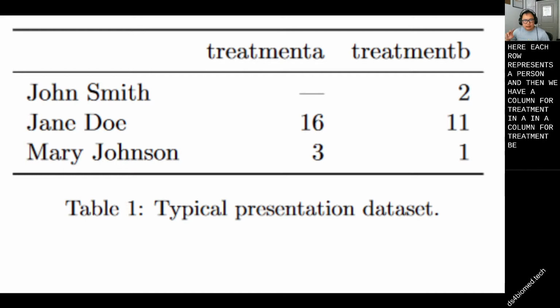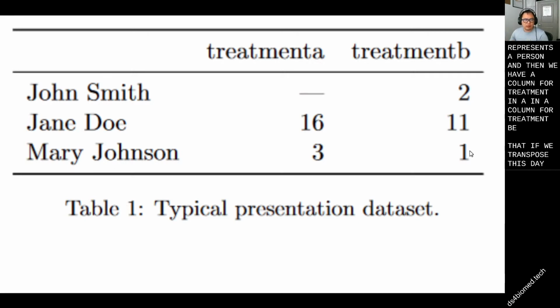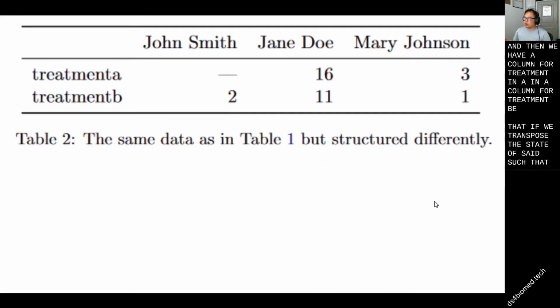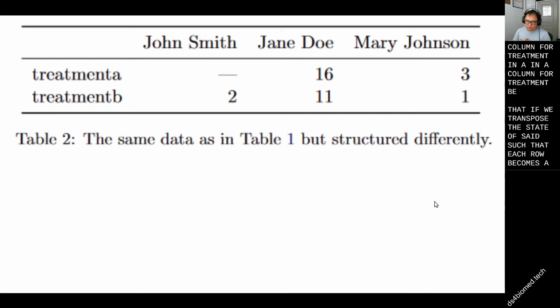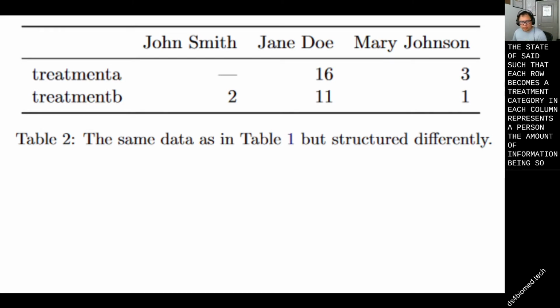He also says that if we transpose this data set such that each row becomes a treatment category and each column represents a person, the amount of information being stored and displayed is exactly the same, right?